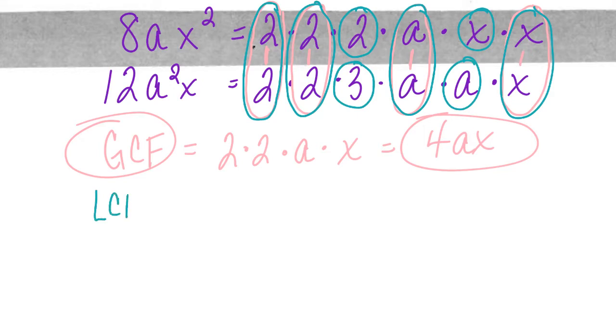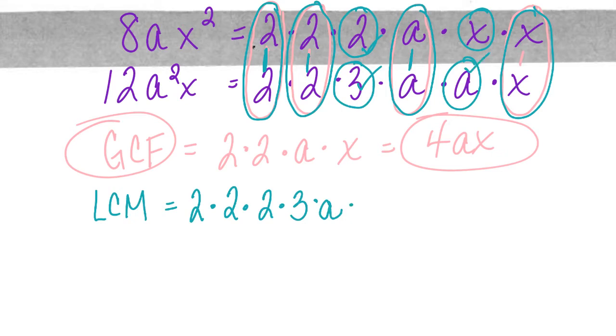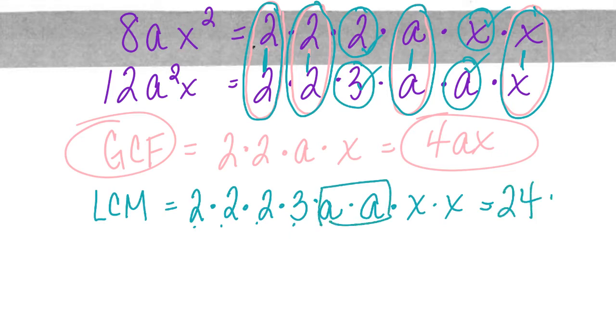The LCM is 2 times 2. We did the first, the second, another 2, and 3. We have 1a, another a, another x, and another x. So 2 times 2 times 2 is 8. 8 times 3 is 24. And I have a squared x squared.